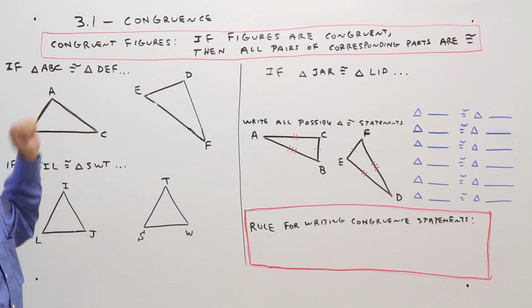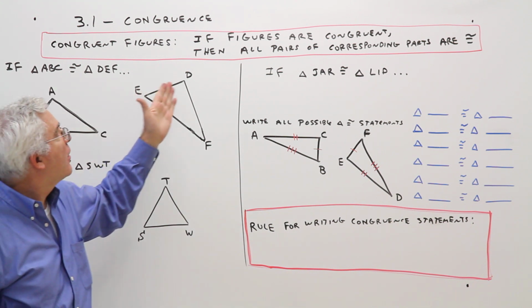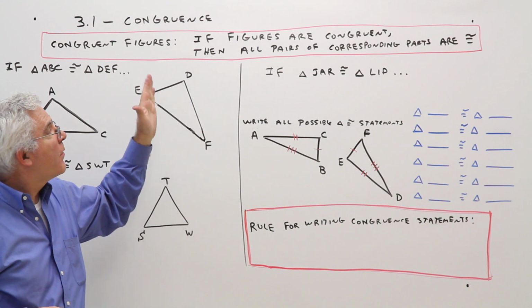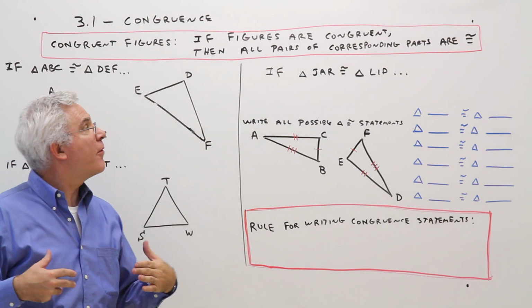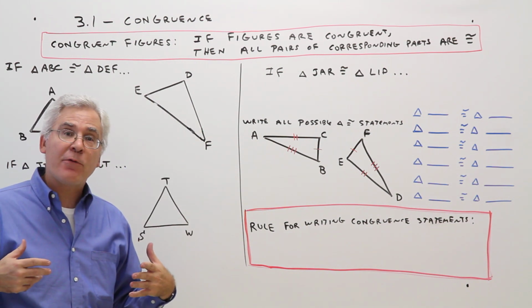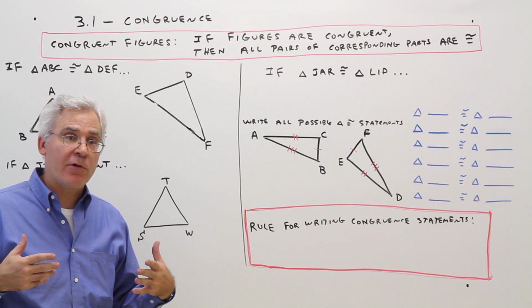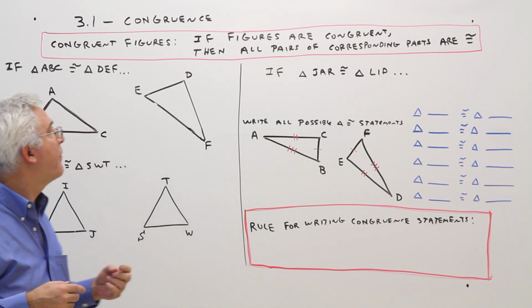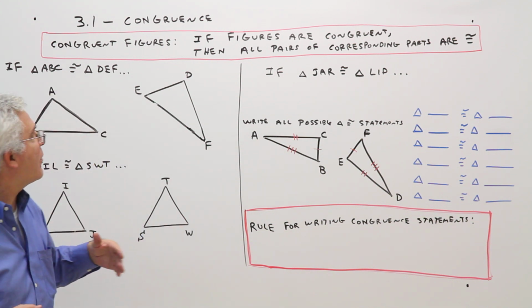Okay, so here's our first definition for congruent figures. If figures are congruent, then all pairs of corresponding parts are congruent: sides, angles, etc. Okay, so we've got a few examples here.